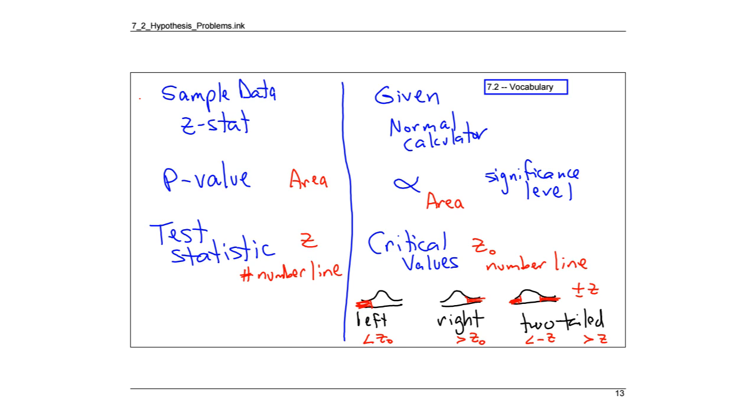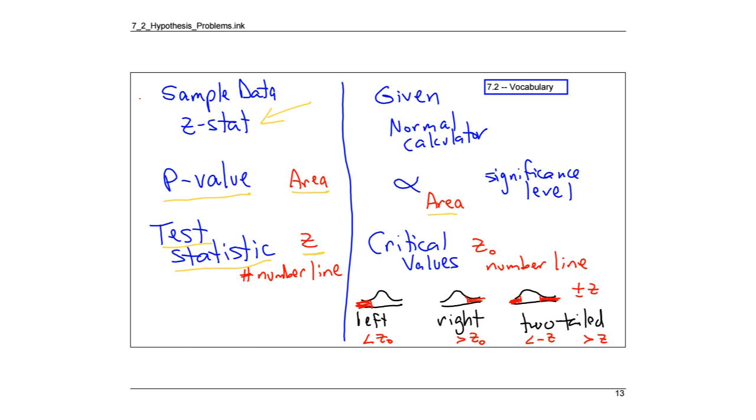Okay, so I just wanted to show you this slide again. We've got the sample data. We're going to use ZStat in StatCrunch. ZStat's going to take the mean, the standard deviation, the sample size, the hypothesis test, and it's going to tell you the p-value, which is the area. It's also going to give you the test statistic, which is the z-value. That's on the number line. Now, the significance level is usually given to you. That's also the area, which is why we can compare the p-value and the alpha, because those are both areas. So that's our significance level.